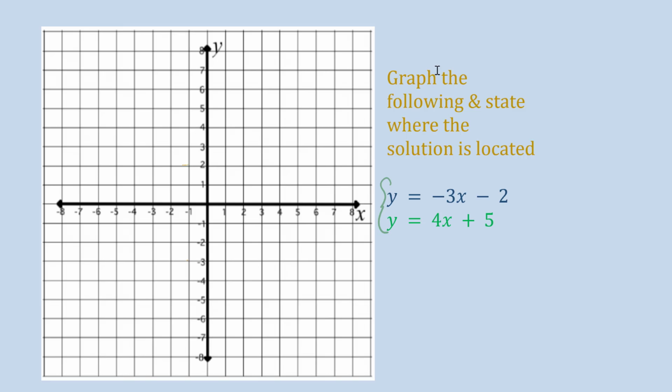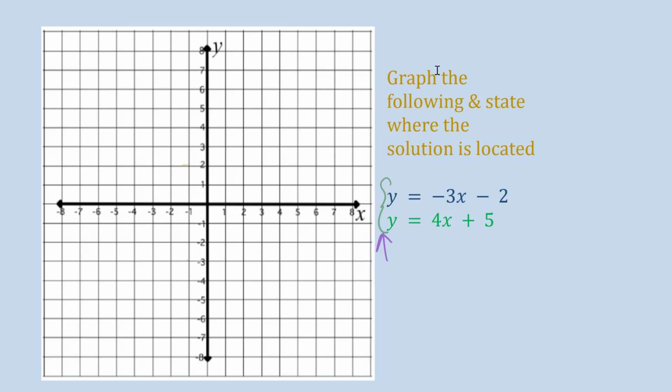Alright, so one common way to solve a system of equations, which is two or more equations put together, is to graph them. And you'll notice here that we have this bracket, and this bracket really just means that this problem is a system of equations. So these two equations are going to go together and we're going to find the point where the solution is located, so where those two lines cross. And since these are both just slope equations, we're just going to graph them as slope equations.